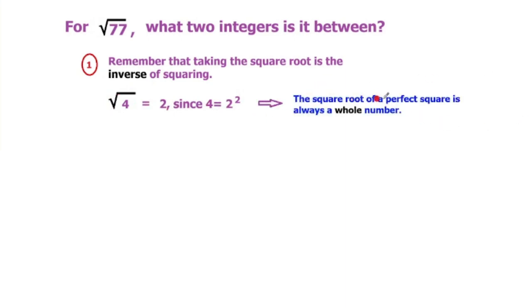So the square root of a perfect square is always a whole number. It's always a whole number. These are perfect squares.